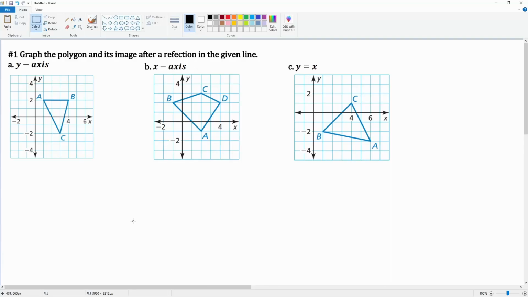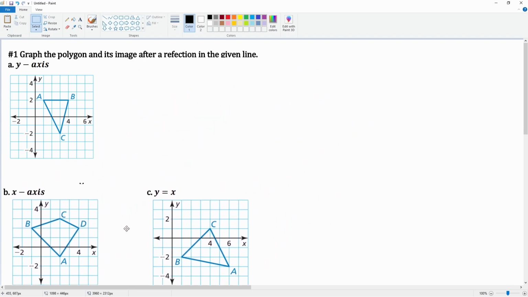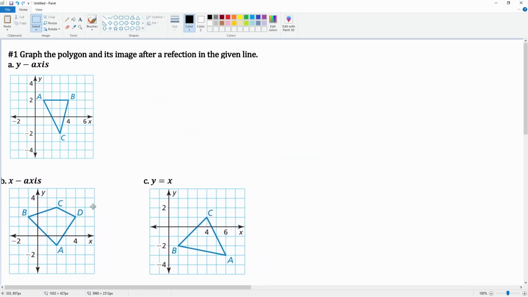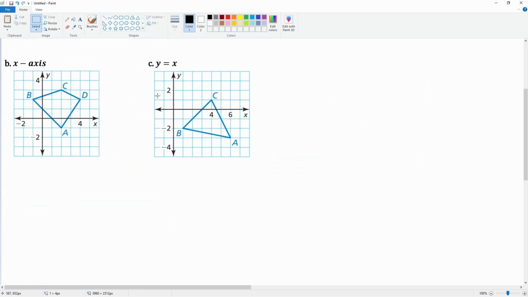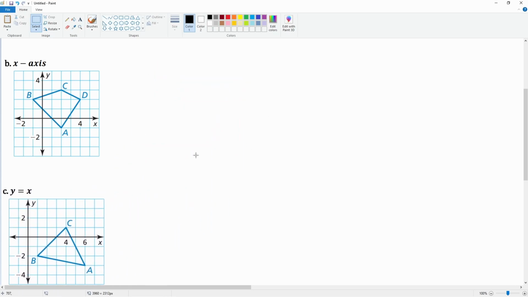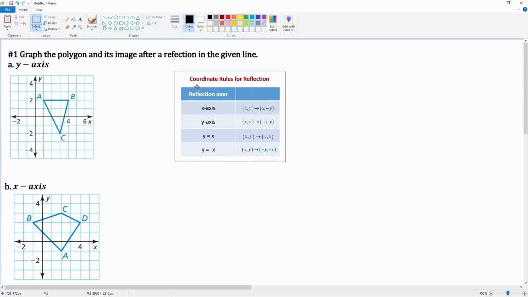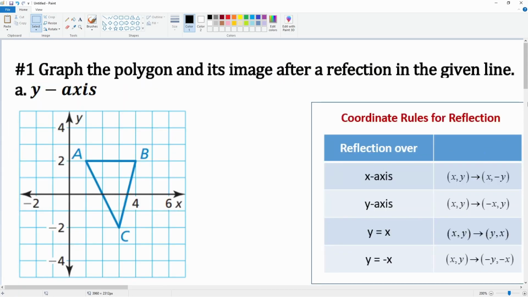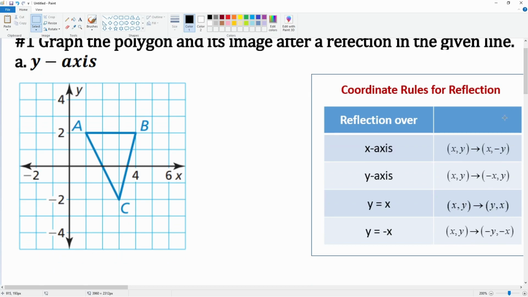Section 9, number 1, it says to graph the polygon and its image after reflection in the given line. I'm just going to move B and C down so we have room to work with the graphs individually. Okay, to do this, I'm going to use my rules of reflection. So these are the coordinate rules for reflection that you should memorize. Based on these rules, I can just perform the reflection.